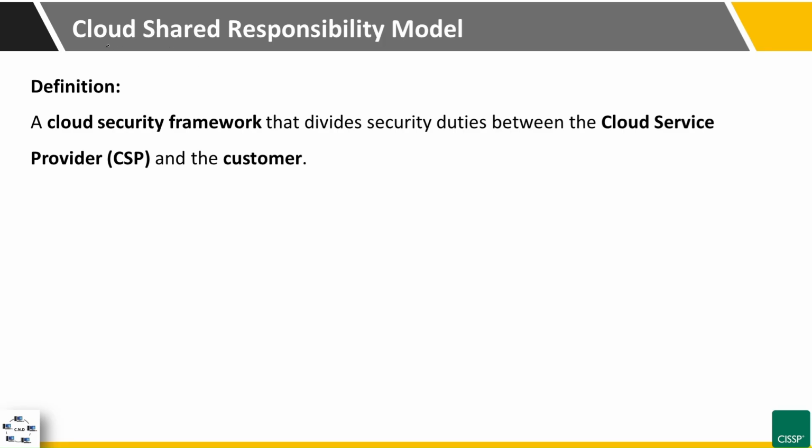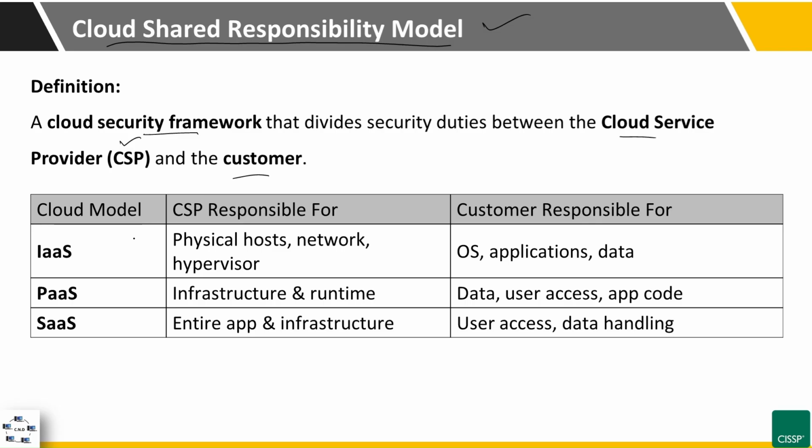Our next topic is the Cloud Shared Responsibility Model, which is a cloud security framework that divides security duties between the cloud service provider, CSP, and the customer. So this one is also important. In cloud, we have different models such as infrastructure as a service, software as a service, and platform as a service. And in each model, the cloud service provider and customer have different responsibilities.